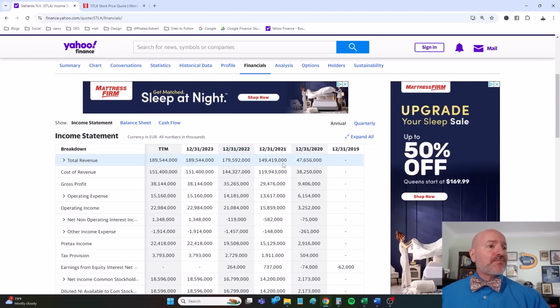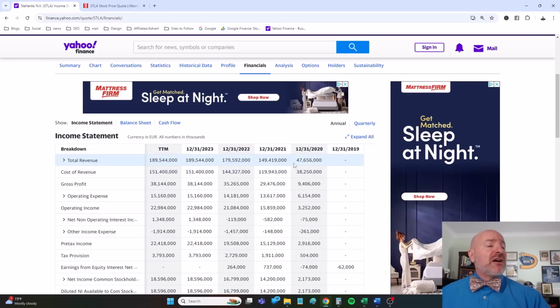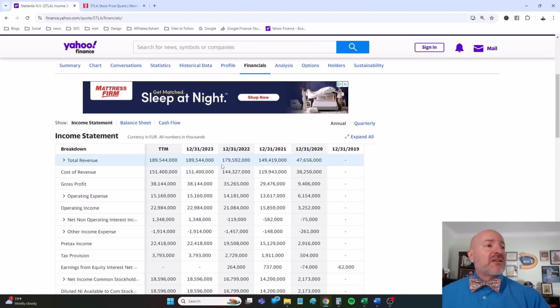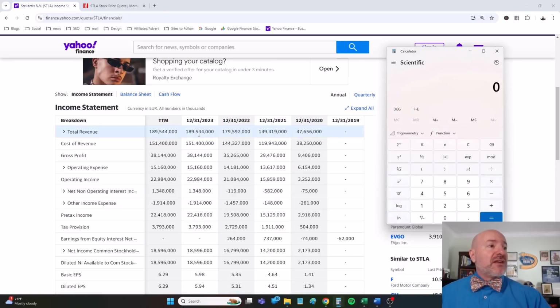So you can look here at revenue. Now, something weird with Stellantis is they did have a big merger, a big acquisition, that pretty much tripled their revenue. So when they did that acquisition, it kind of threw this comparability out the window. So for Stellantis, instead of the 3 years that I'm going to do for these other companies, I did 2 years. So you can take the revenue last year, 189.5 billion, divided by 149.4 billion from 2 years prior.